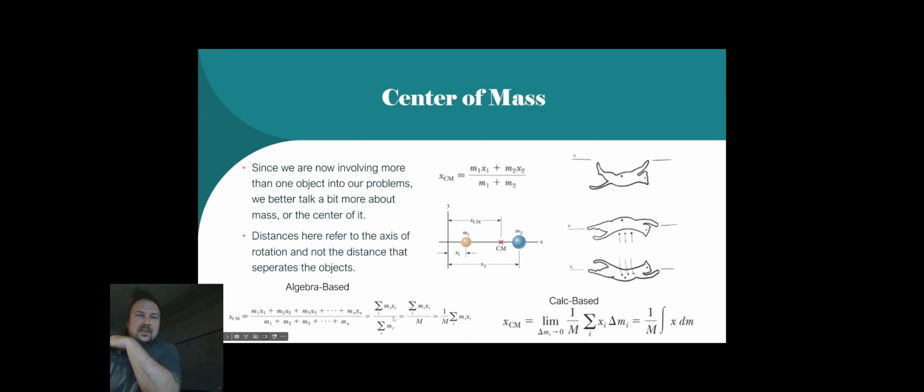So what this is saying here is that you're going to sum up all of your masses times all of your distances and divide by the sum of all of your masses. That's just the condensed version of what we see on the left. Or equals, again, we're summing all of the masses times the x's, divided by this capital M. This capital M is just the total mass of the object. So if the object consists of M1 and M2, the total mass would be M1 plus M2.